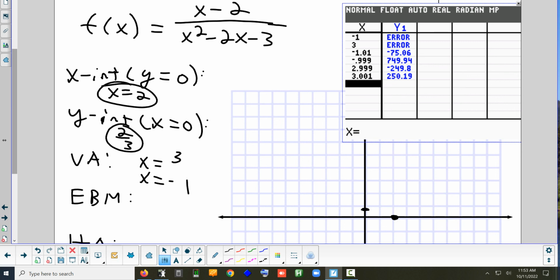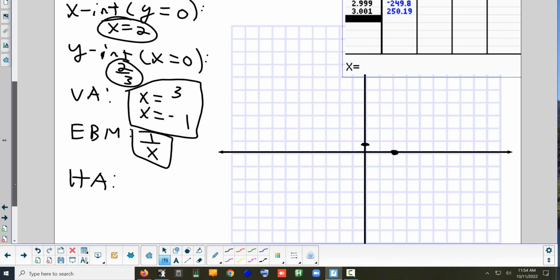So we've got those. What's my EBM this time? Yep, not 1x. Yep, 1/3. 1/x. Which gives me the information to figure out my horizontal asymptote. So, Xander, what's my horizontal asymptote?